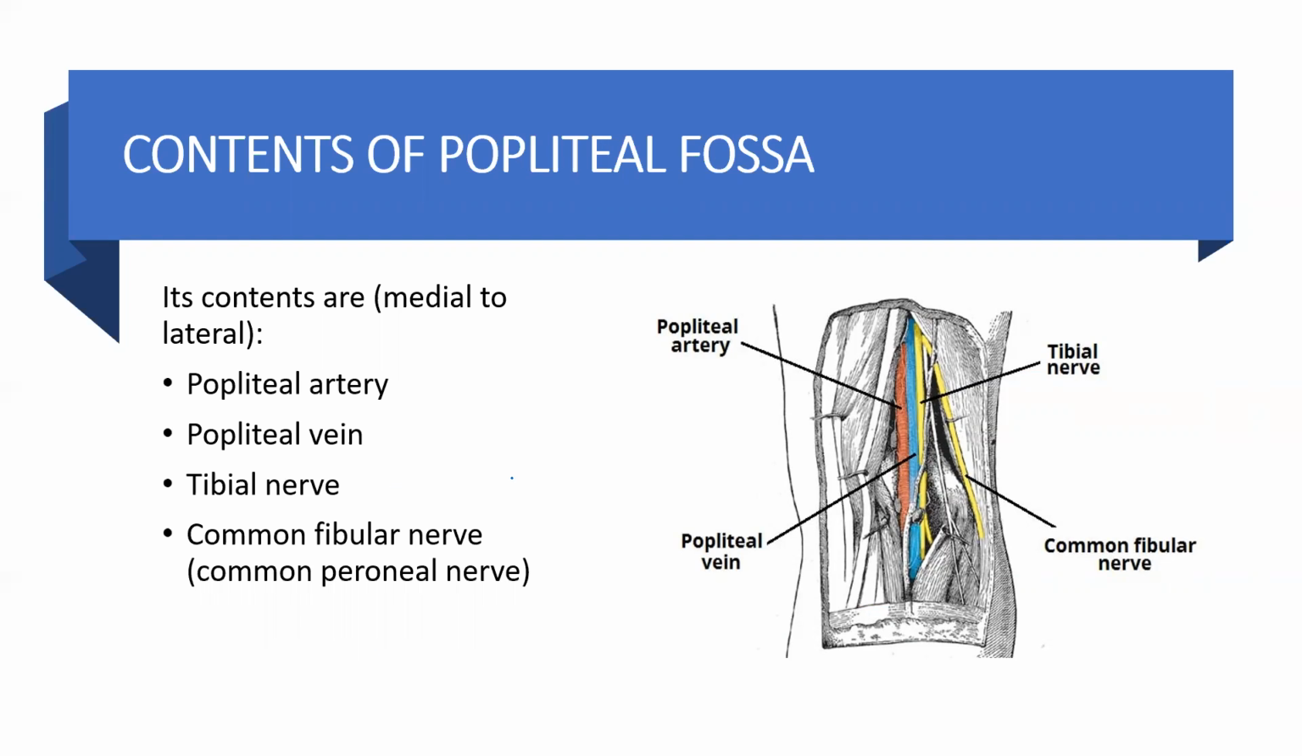Contents medial to lateral will say we have a popliteal artery, then we have a popliteal vein, and we have the tibial nerve, as well as a common fibular nerve. So these are the contents of popliteal fossa. Popliteal artery, popliteal vein, tibial nerve, and the common fibular nerve. Common fibular nerve is otherwise termed to be a common peroneal nerve. Okay.